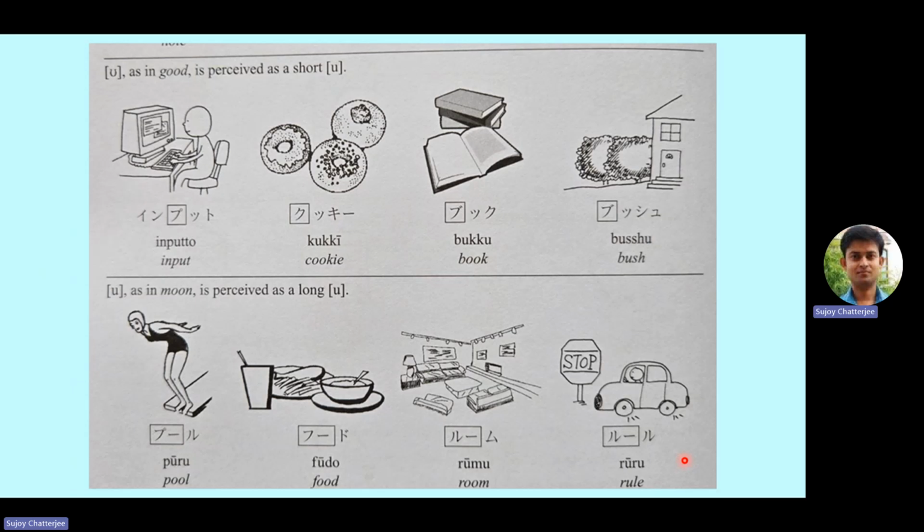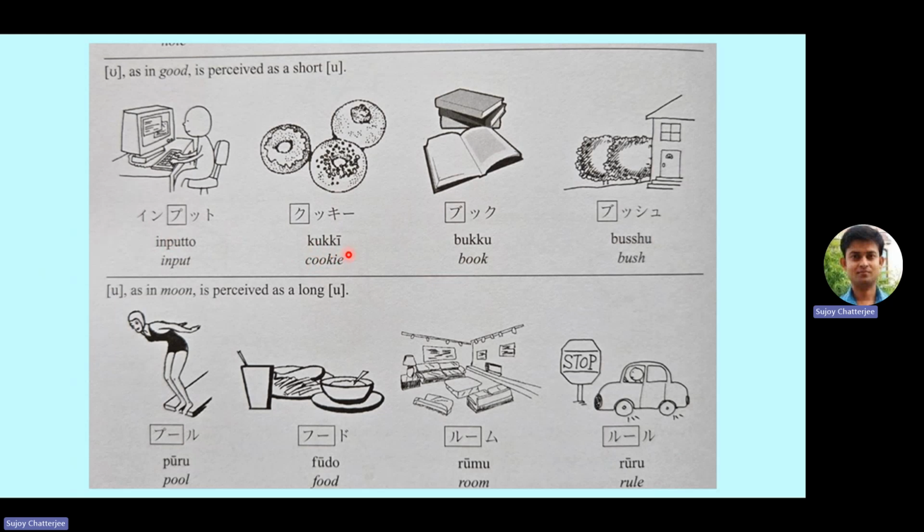Next is good. So it's the u. It's the short u sound, and in Japanese also it is perceived as a short u. So although it's a double o, it doesn't mean that it will be pronounced as in goose. It's just good, a short u. So input, inputto. There are no long vowels here. So it's simply inputto, only pu.